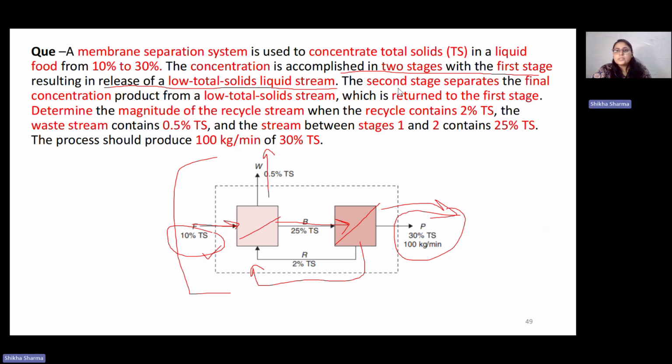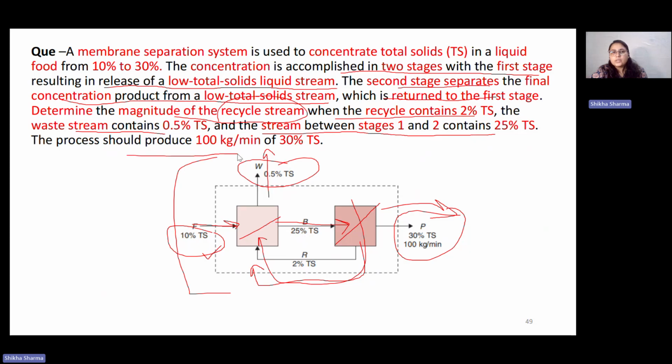In the second stage, it separates the final concentrated product from a low total solids stream, which is returned to the first stage. Determine the magnitude of the recycled stream when the recycle contains 2% TS. The waste stream contains 0.5%. This is the waste. And the stream between stages 1 and 2 contains 25% TS. And the process should produce around 100 kg per minute of 30% TS.